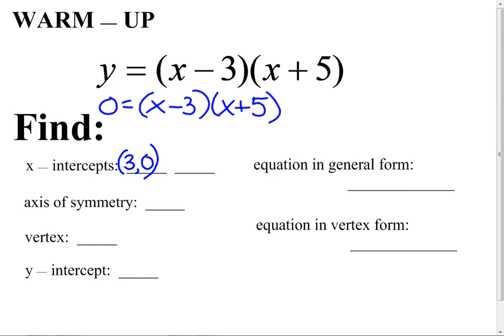Okay. Now, what's the other x-intercept, Taylor? It's -5. The other x-intercept is -5, comma, 0.